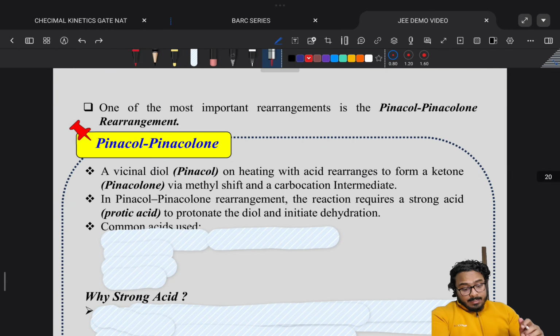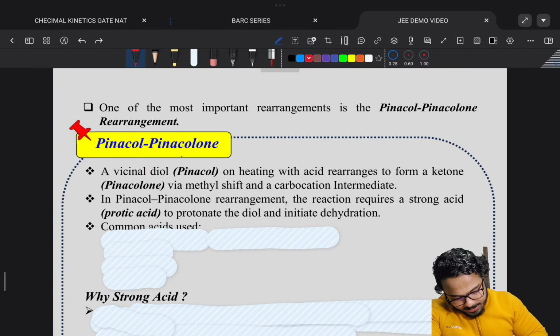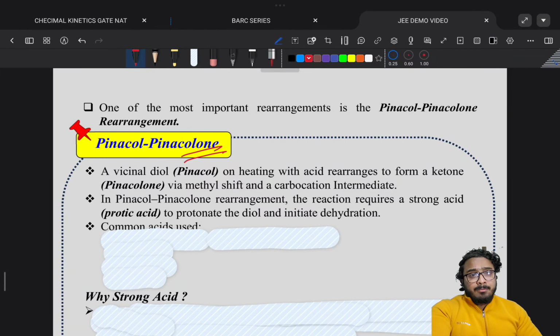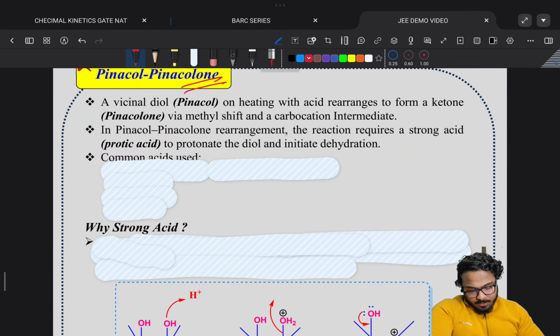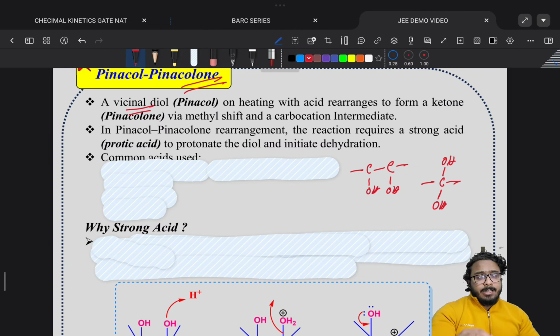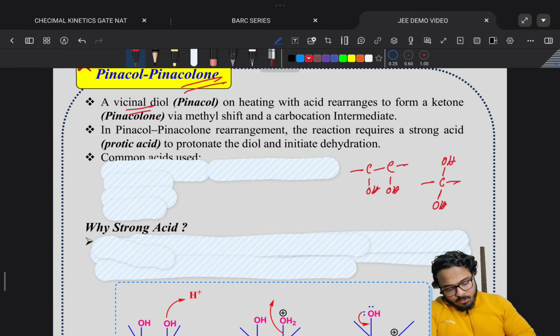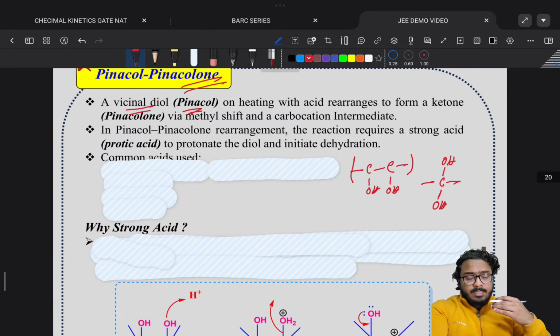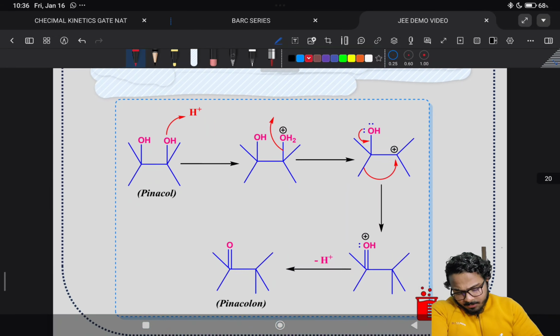So this is a most important reaction, the pinacol-pinacolone rearrangement, based on carbocation rearrangement. In this reaction a vicinal diol is used. Vicinal diols means this type of diol, and geminal diol means this type of diol, where the two hydroxyl groups are attached to one carbon. This vicinal diol is called pinacol, and it forms a ketone like pinacolone.